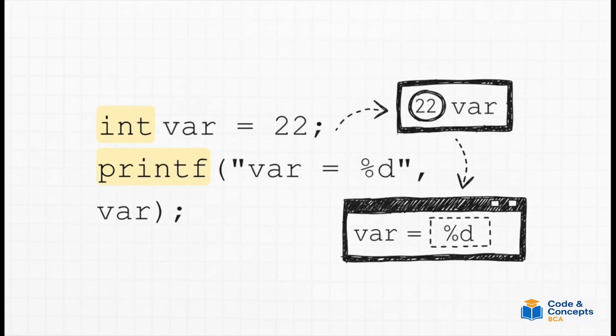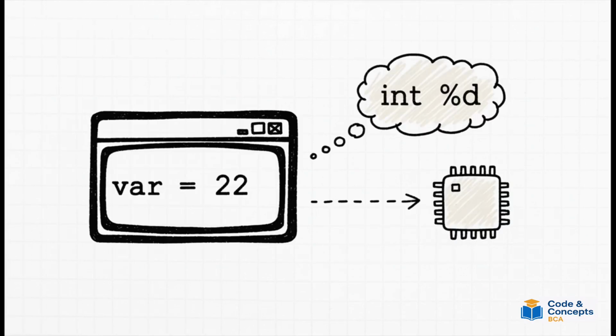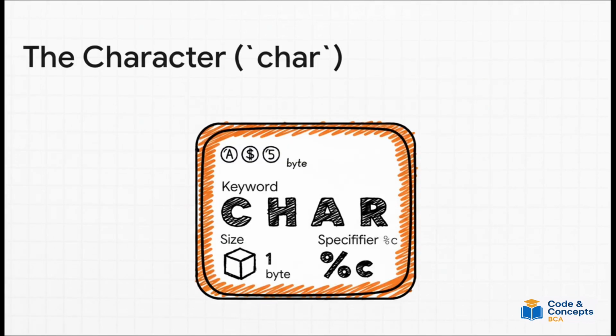Super simple. We're declaring an integer variable, we're calling it var, and we're giving it the value 22. Then that printf function displays it. See how that %d is just a stand-in for whatever value var is holding? And no surprise here, the output is var equals 22. The computer saw int, knew it was a whole number, saw that %d placeholder, and swapped in the value. Simple, right?